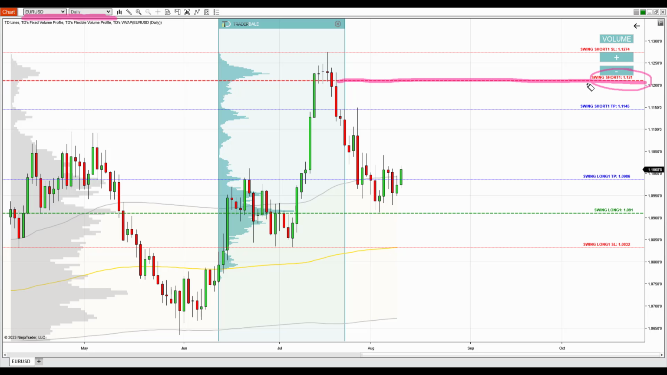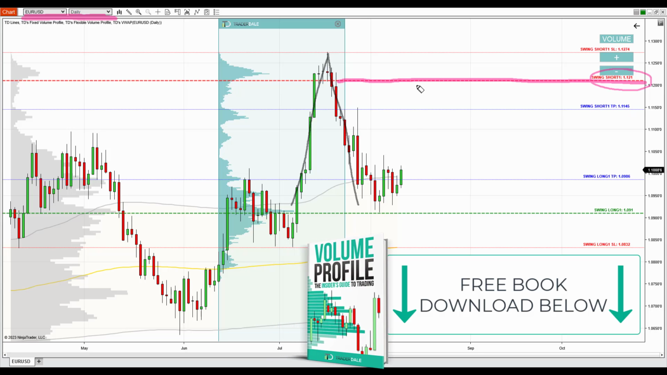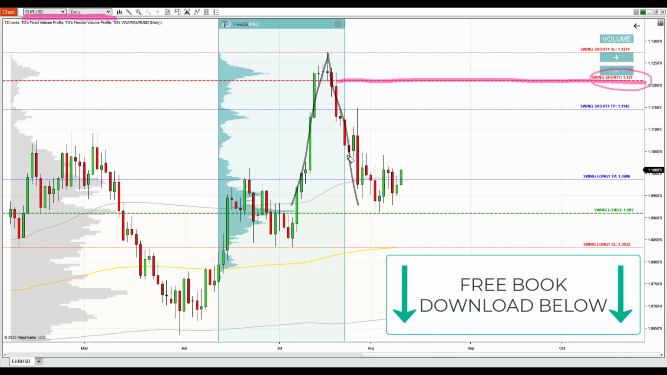This resistance is based on a setup which is called the rejection setup. It goes like this. You need to see strong trend activity, like in here, in this case, strong buying activity, and then strong sell-off immediately afterwards. So this is a strong rejection of higher prices because strong sellers rejected the higher prices.